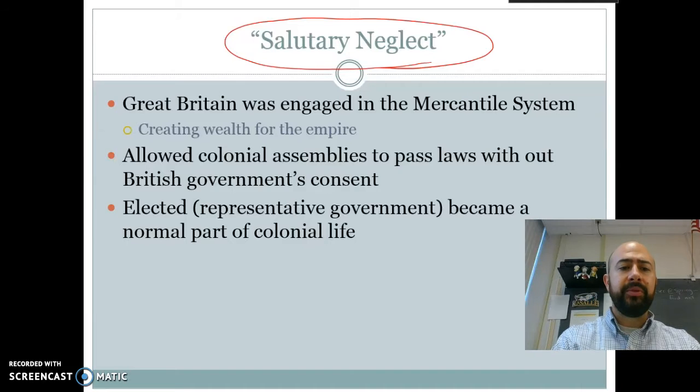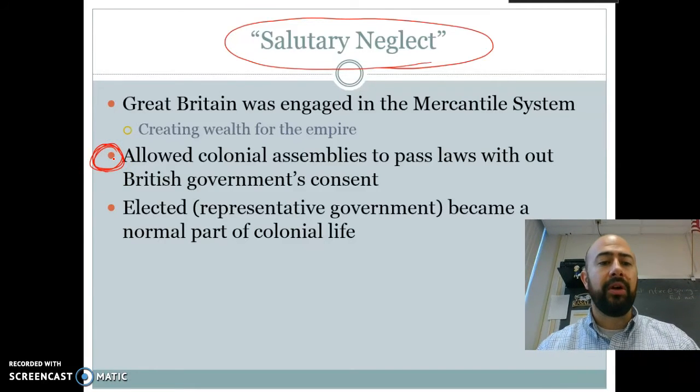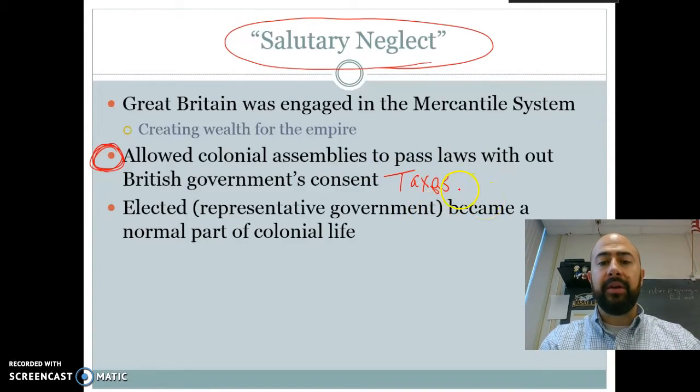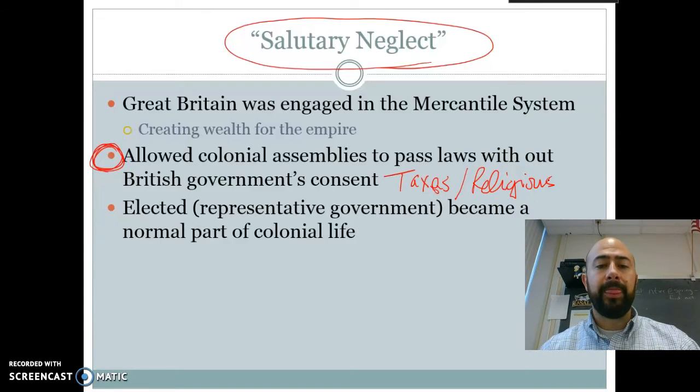And during this period, Great Britain allowed colonial assemblies to pass laws without the British government's consent. Most of these laws were related to colonial taxes, and a lot of them had to do with religious laws. But for the most part, the British Parliament, the British government, allowed colonial assemblies to pass laws without their consent.